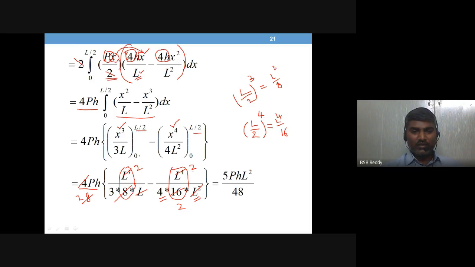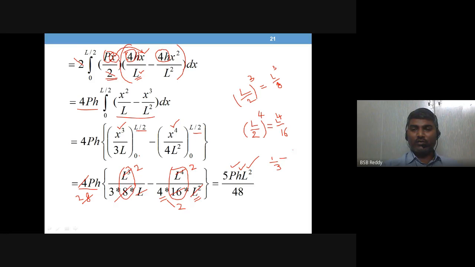So L square is common in the numerator, that you can take out. P into H is common, so P and H are out. So what is remaining then? For the first term, what you have is 1 by 3, minus then 1 by 4 into 2. These two are remaining. Okay.